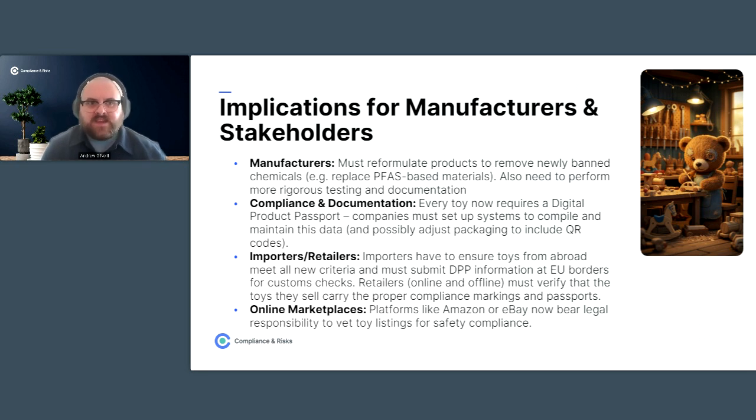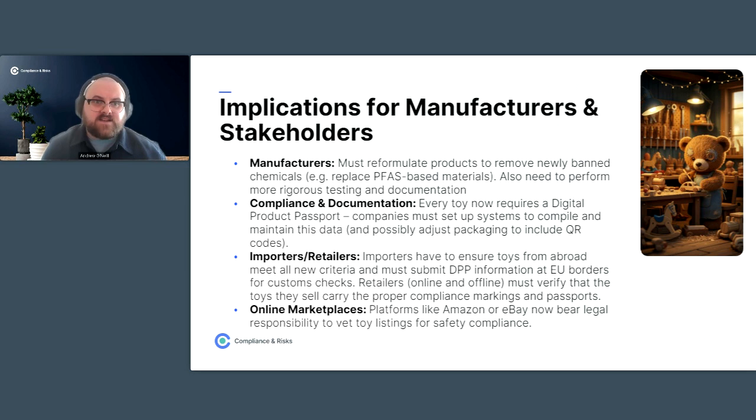So what are the implications for manufacturers and stakeholders? For toy manufacturers, the implications are significant. Companies will need to carefully review their toy designs and materials in light of the new chemical bans. For example, if a certain plastic component uses a now-banned flame retardant or plasticizer, it must be reformulated with a safer alternative. This can include R&D costs and resourcing of materials.